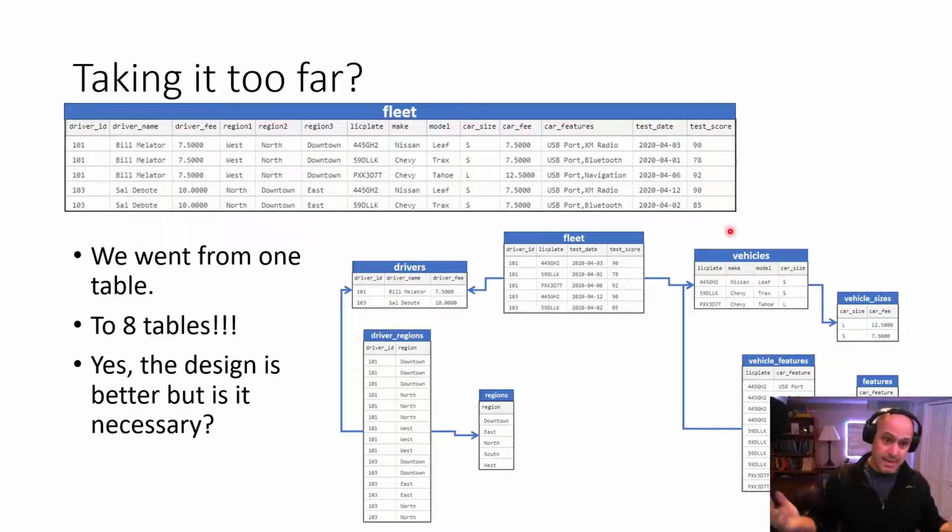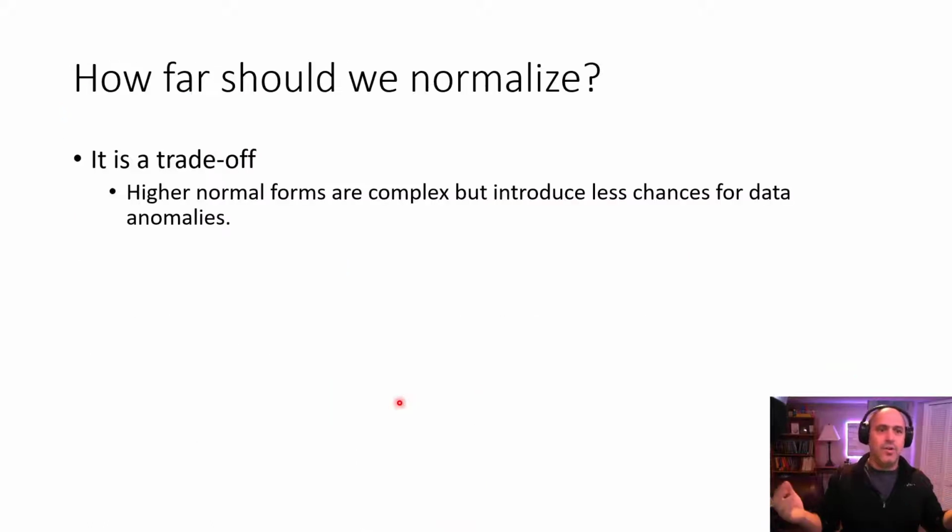Yikes. Yeah, the design is a heck of a lot better, and there's 0 chances of data anomalies now because 1 row means one thing. If I want a driver to take on a new region, I add it to driver regions. If I want to make a new region, I add it to regions. So new region, add region. New driver region, add driver region. Bill me later no longer wants to drive in the north. I delete that row from driver region. Everything makes sense. Yes. But should you normalize this far?